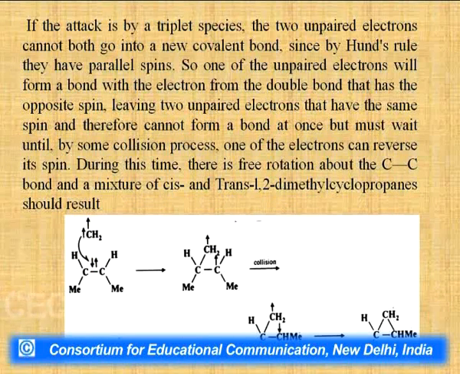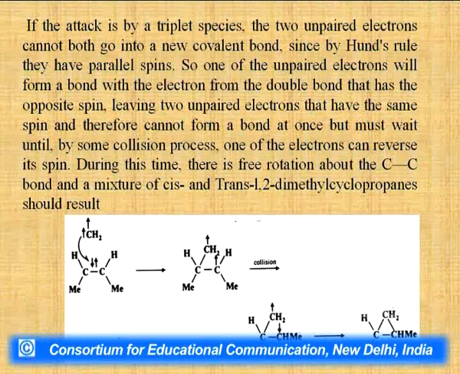If the attack is by a triplet species, the two unpaired electrons cannot both go into a new covalent bond because Hund's rule says that they have parallel spins. So, one of the unpaired electrons will form a bond with the electron from the double bond that has the opposite spin. A bond can form only if the electrons have opposite spin. What will happen then? It leaves two unpaired electrons which have the same spin, and therefore cannot form a bond. A bond is only formed when the spins of the electrons are opposite.